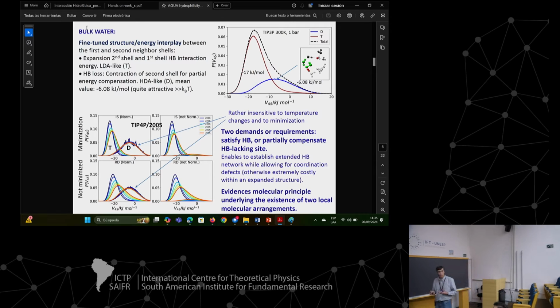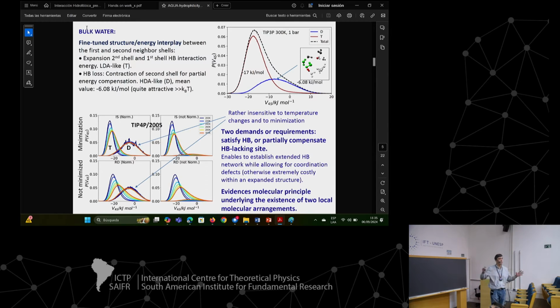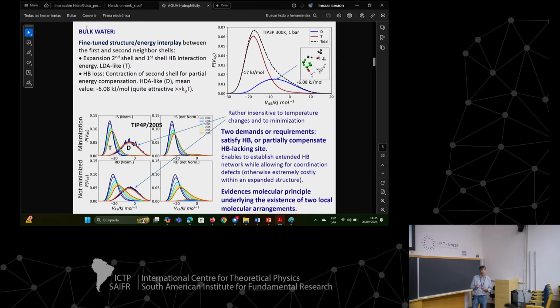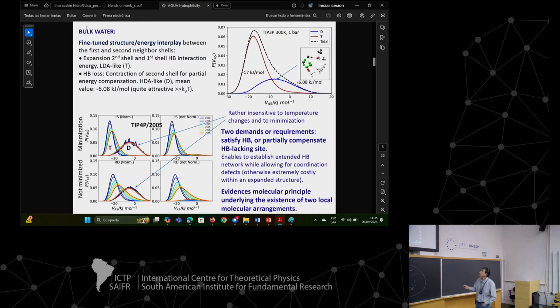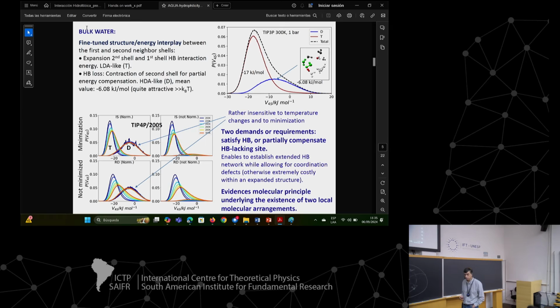The second shell is the one which matters, since if you are going to form a good hydrogen bond, you need expansion of the second shell. This was already known for years. But it is interesting that if you are lacking a hydrogen bond, the second shell shrinks in order to provide some kind of energetic compensation. And this is what is happening here for these molecules. And this is not trivial. This is more than twice kT. So it's relevant.